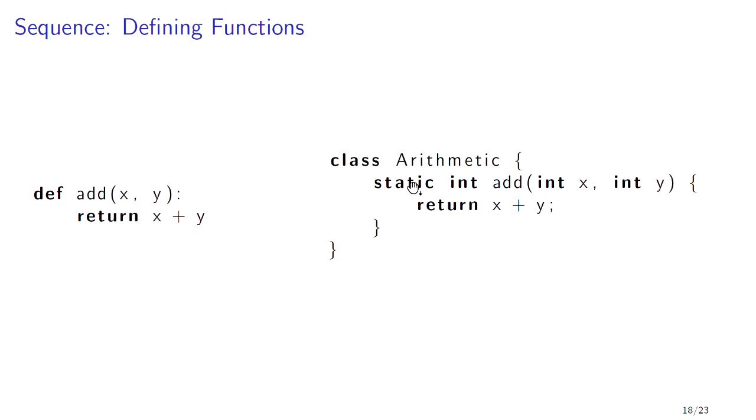And then static is saying that I want this add method to be available even if I haven't created an Arithmetic object. And so it means I can just import the class Arithmetic, and then do Arithmetic.add to execute the add function without creating an Arithmetic object to do so. So we'll revisit static again in a couple of weeks.